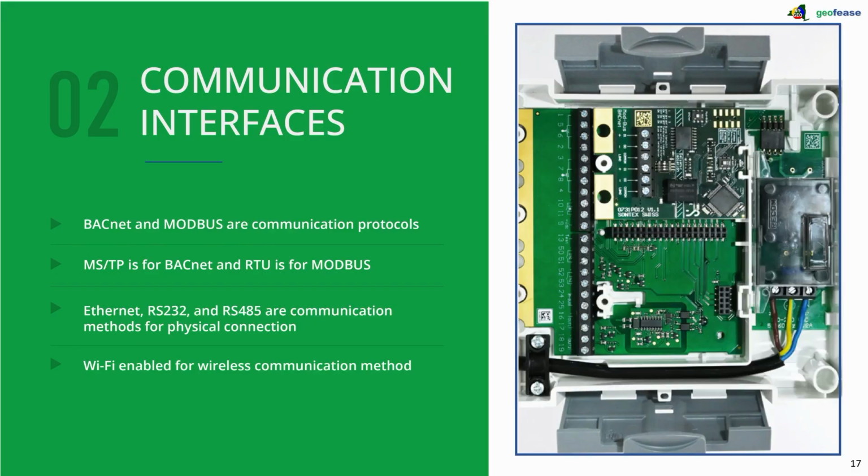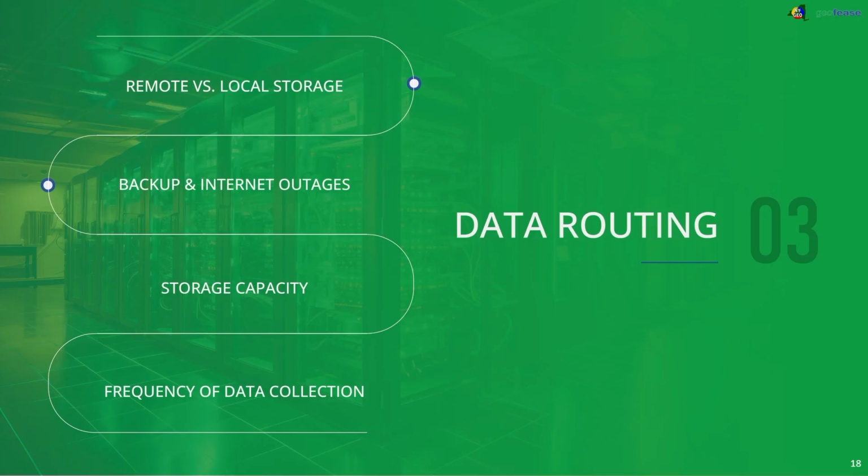For data routing, it's important to consider: are we storing the data locally, which is most often the case, or are we storing it remotely, cloud-based? Backup and internet outages are important to consider as well. What happens in that scenario? Storage capacity, how long are we storing data, and the frequency of data collection, maybe every 30 seconds, every minute, every hour, every day. It's important to consider that as well.